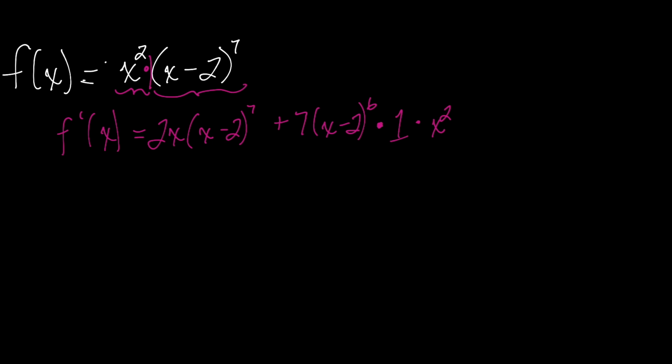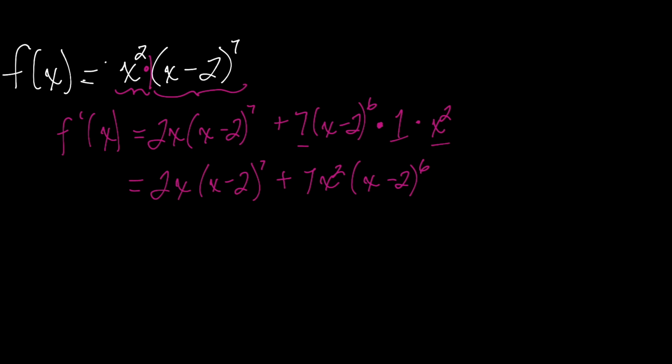In any event, you could simplify this, I suppose. 2x. All right, that doesn't get any simpler. But over here on the right-hand side, I can multiply 7 times x squared. And I still have x minus 2 to the 6th. If I'm just taking a derivative, I can stop here.